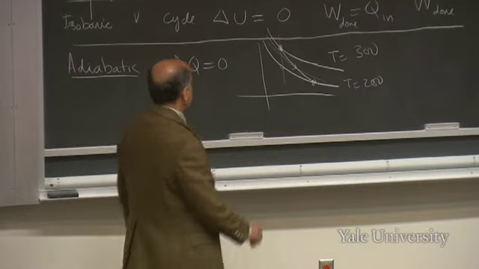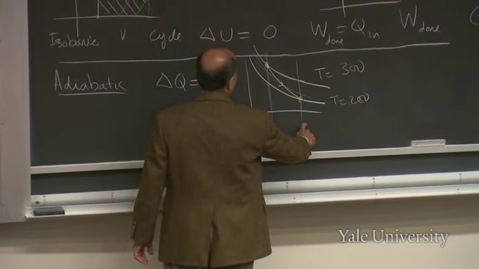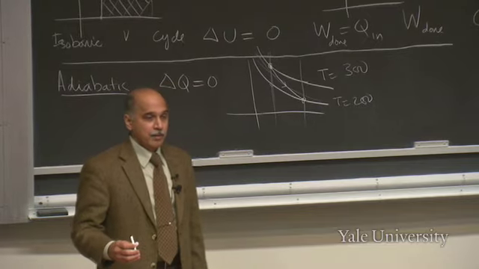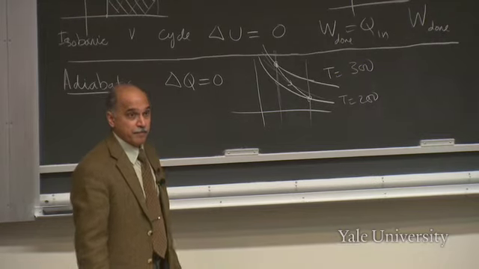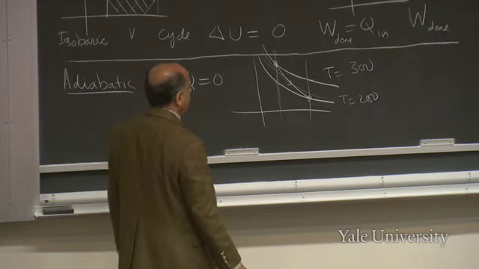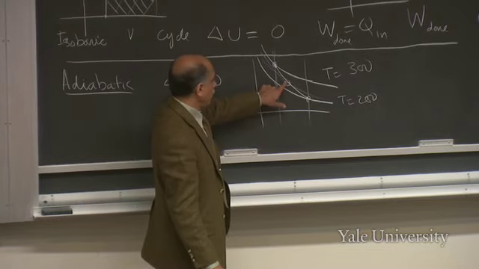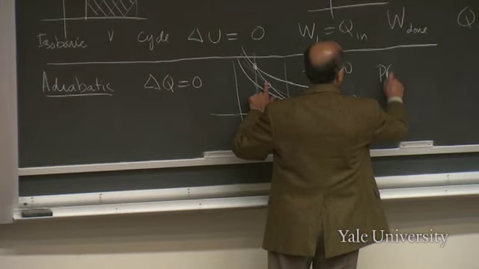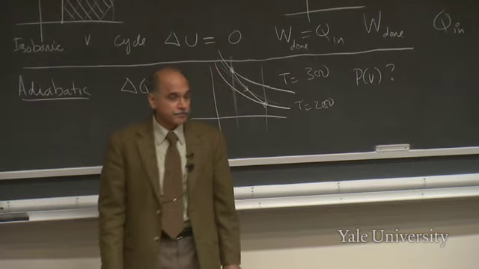Another way to say this is that the drop in pressure for a given increase in volume will be more precipitous for adiabatic, because it's expanding but there's no energy coming in the form of heat. So it won't be PV equal to constant. And the question is, what is it? What is the equation for an adiabatic process? What is P as a function of V? That's what we want to ask now.